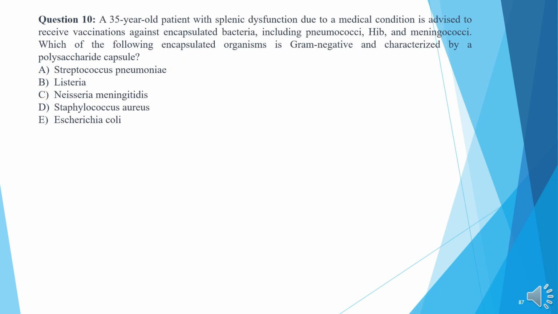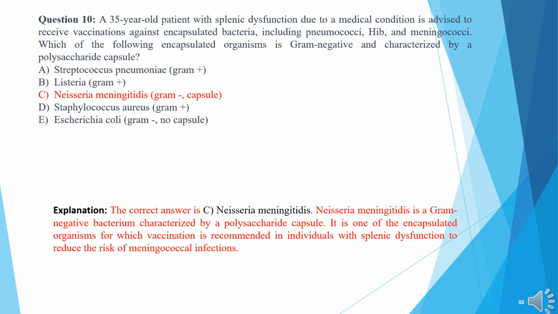Question 10. A 35-year-old patient with splenic dysfunction due to a medical condition is advised to receive vaccinations against encapsulated bacteria, including pneumococci, HIV, and meningococci. Which of the following encapsulated organisms is gram-negative and characterized by a polysaccharide capsule? A. Streptococcus pneumoniae. B. Listeria. C. Neisseria meningitidis. D. Staphylococcus aureus. E. E. coli. The answer is C.